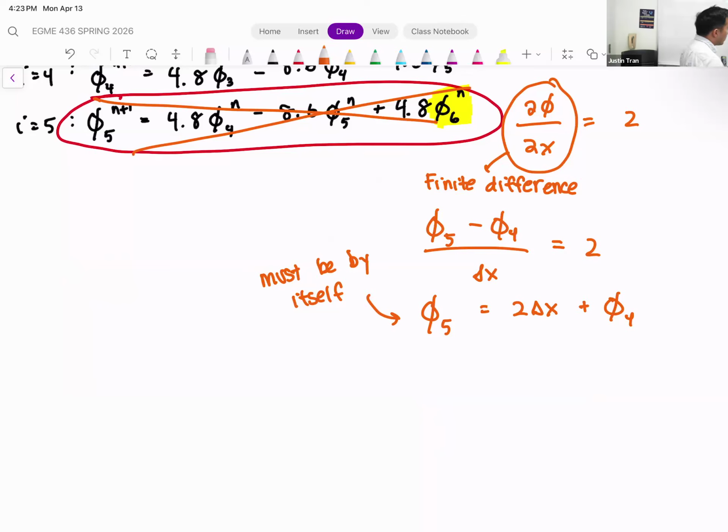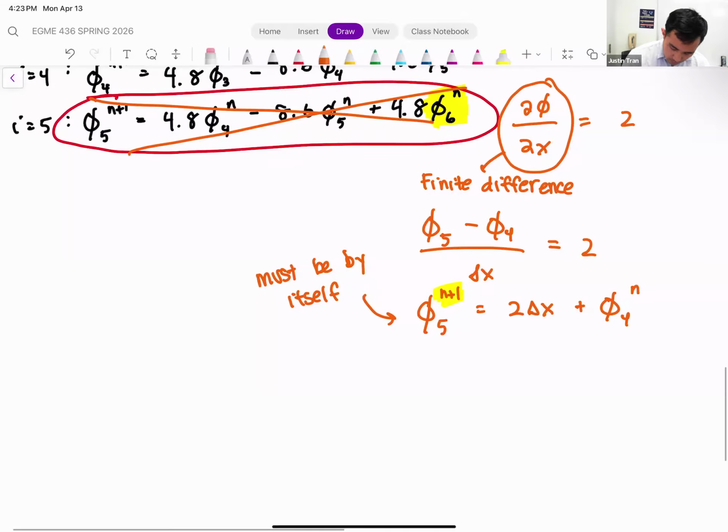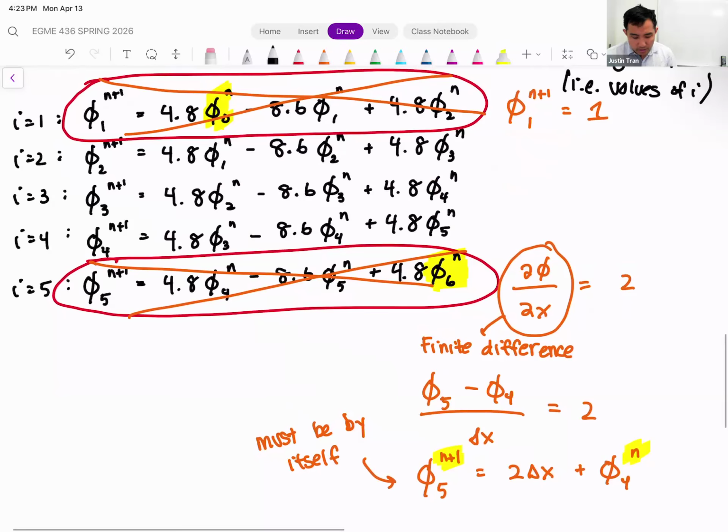And then we also need to assign a time index for both of these. For phi 5, since it's by itself on the left-hand side, we're going to assign it to time step n plus 1, just so that we can solve for it. And for phi 4, since we moved it to the right-hand side, we're going to assign it time step n, which is the current time step. Those two equations together fix our first and last equations, and we now have our system that we can start marching forward.